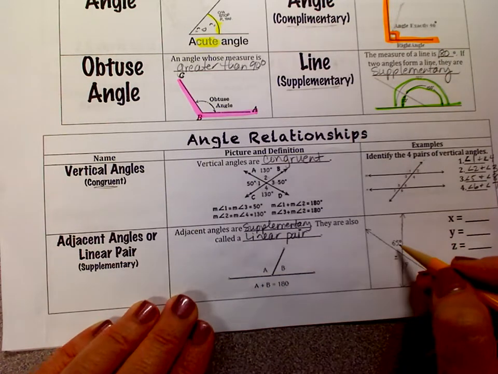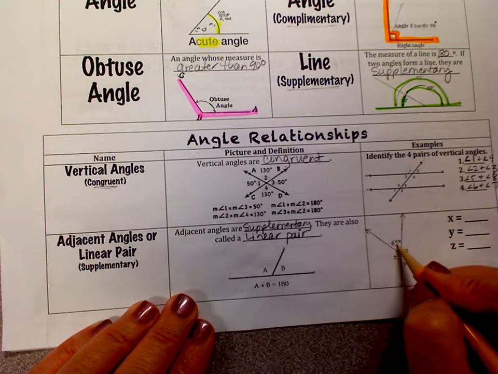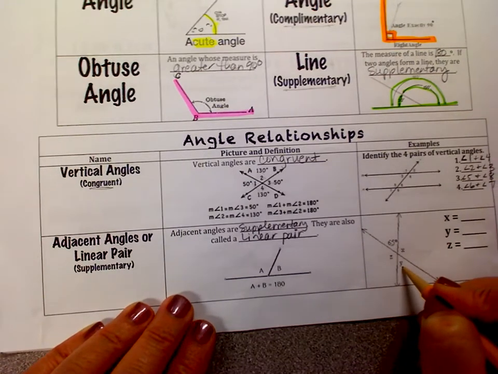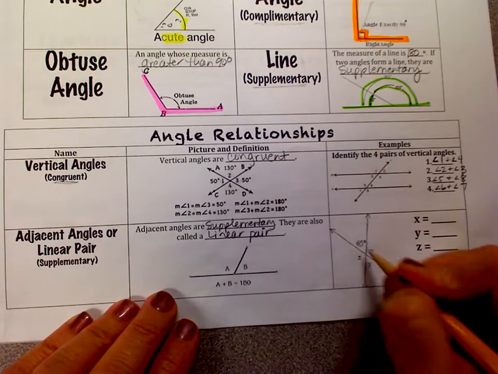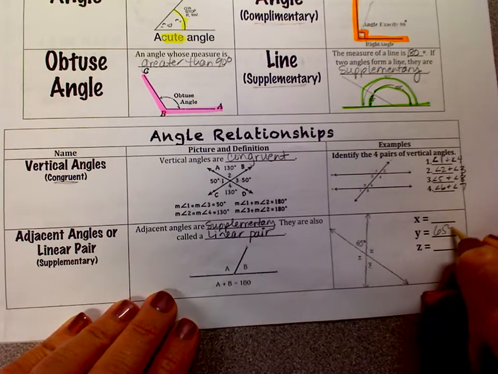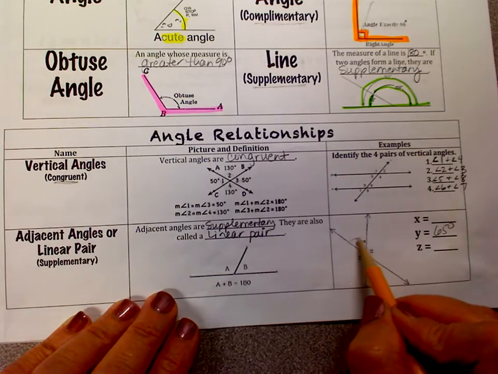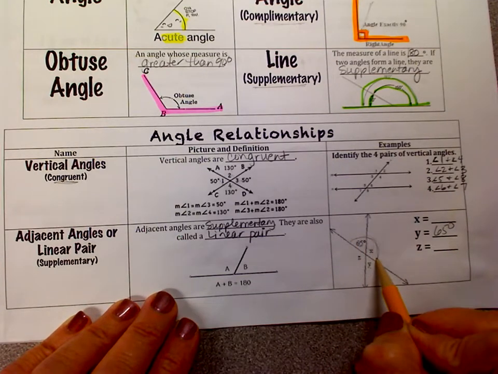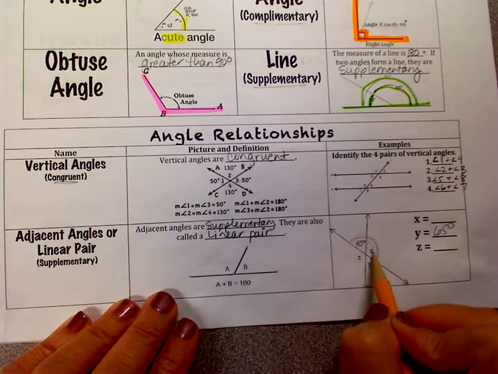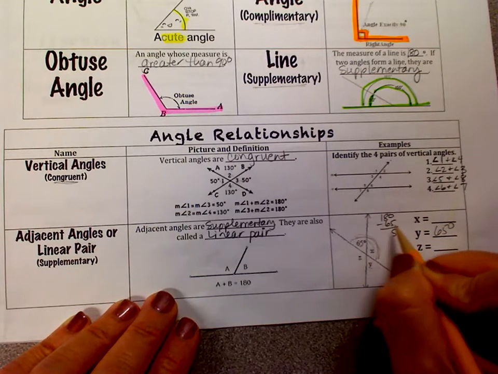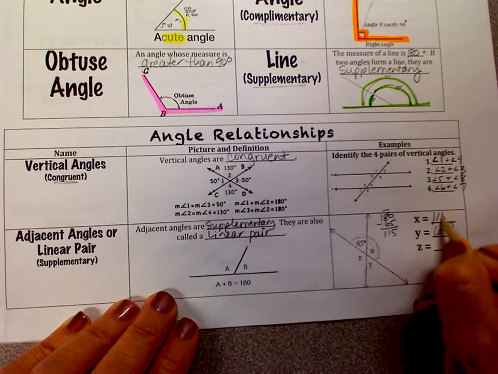So knowing that if this is 65, now you guys did this well yesterday. Well, we know y is going to be 65 because of the vertical angles. But then 65 and x, these two together, are linear pairs. They're supplementary. So you're taking 180 minus 65, which is going to be 115.